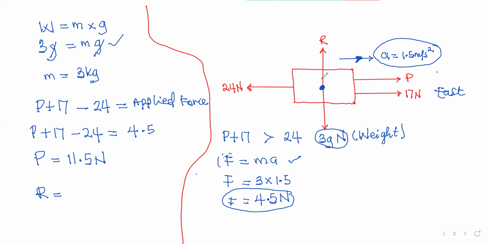There's no acceleration vertically. It only accelerates horizontally. So if there's no acceleration vertically, then the forces there must balance. So what then is the value of the reactional force R? 3 Newton. Will it be 3? I said take g to be 10. It's 3g Newton, but take the value of gravity to be 10.